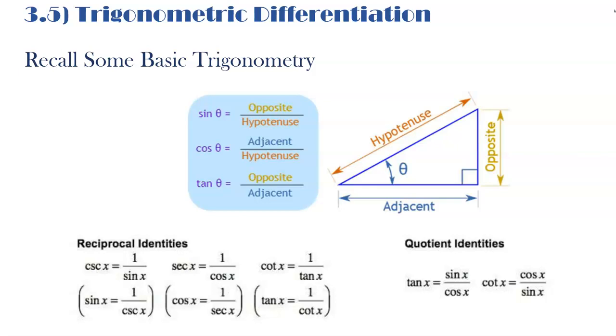So the basic, of course, is SOHCAHTOA. The sine is the opposite over hypotenuse, cosine adjacent over hypotenuse, and tangent is opposite over adjacent. SOHCAHTOA.